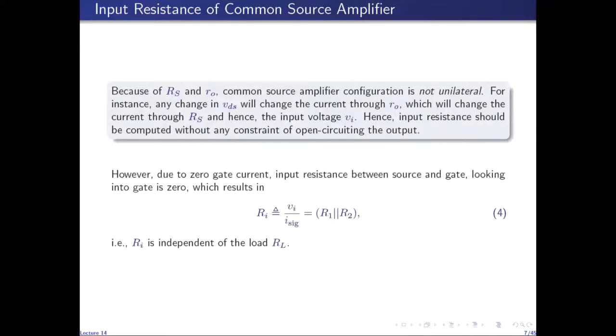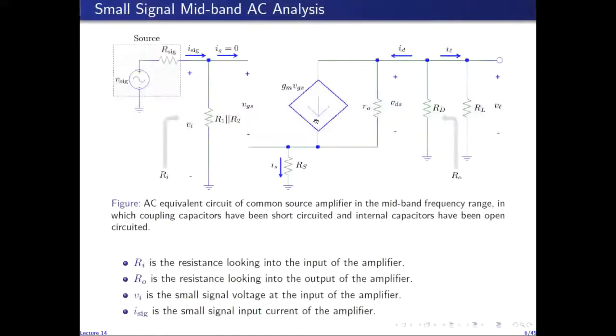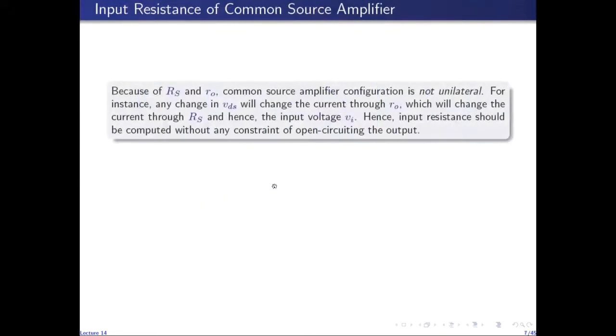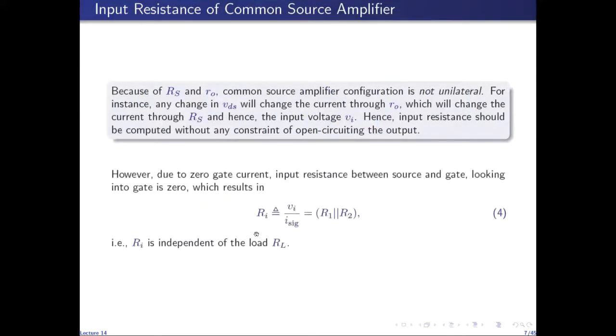However, in this case, because of the zero gate current, because of infinite resistance between gate and source, we see that the input resistance is given by the parallel combination of R1 and R2. So there is no current going into the gate side. So input resistance Ri by definition is given by Vi over I-sig. So Vi over I-sig is R1 in parallel with R2, because all of I-sig will flow through this resistance. So Ri, the input resistance of the common source amplifier, is given by this simple expression. It is just R1 in parallel with R2. That is, Ri is independent of the load resistance RL.